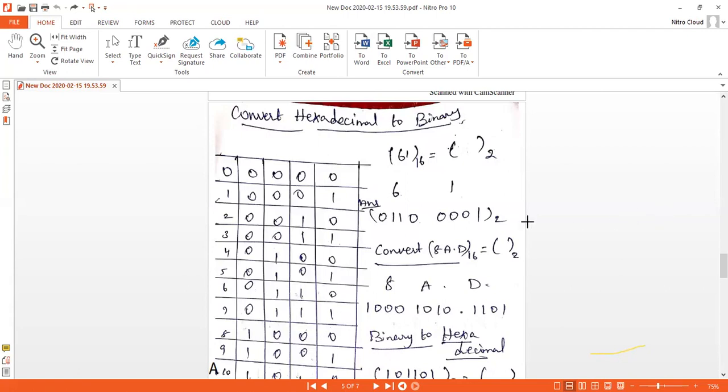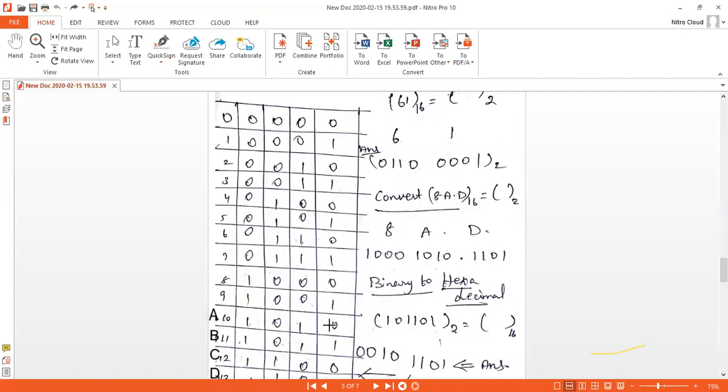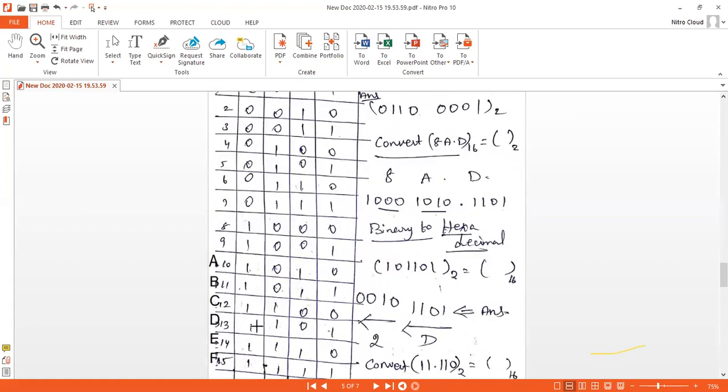Okay. Convert 8A.D, so the hexadecimal, to binary. So I write 8A dot D. What is the value of 8? 1000. Value of A, 10, 1010. Correct? So I put 1010, 1000. Then what is the value of D? 1101. That's it, you solved it. That's all.